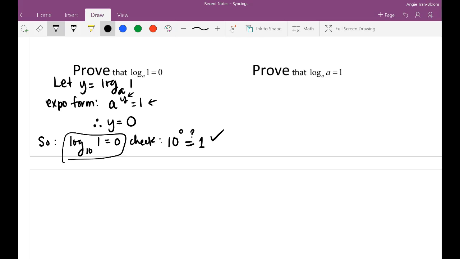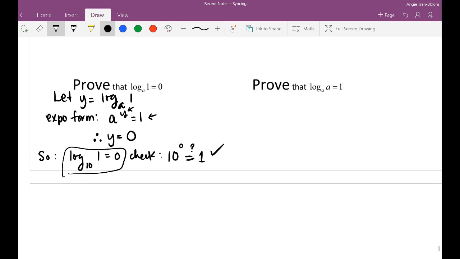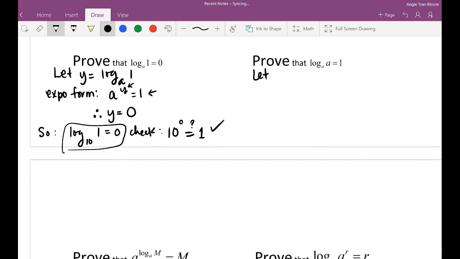Prove that log base a of a equals 1. So I'm going to write, let log base a of a, instead of 1, I'm going to make it a y value, equals y. Then I'm going to rewrite it in exponential form. Then I'm going to have a to the y equals a. Well, this a doesn't have an exponent, so can I give it an exponent of 1?